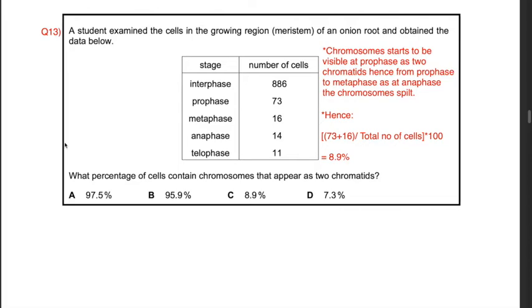And you will end up with the total number of cells being 1000. So 89 upon 1000 times 100, since they are asking for the percentage of cells, that leaves us with the answer being 8.9%. Hence, the answer is C. The percentage of cells that contain chromosomes appearing as 2 chromatids is 8.9%.